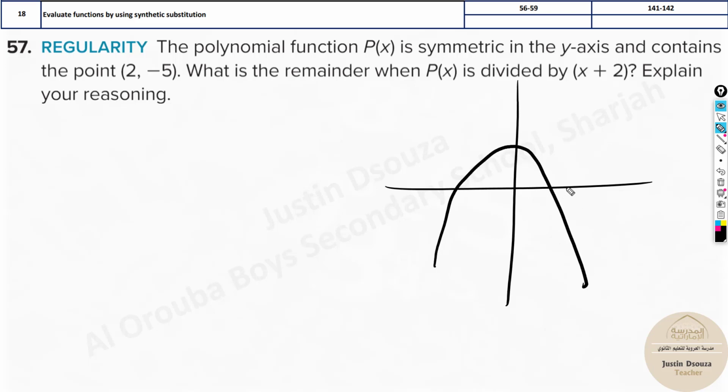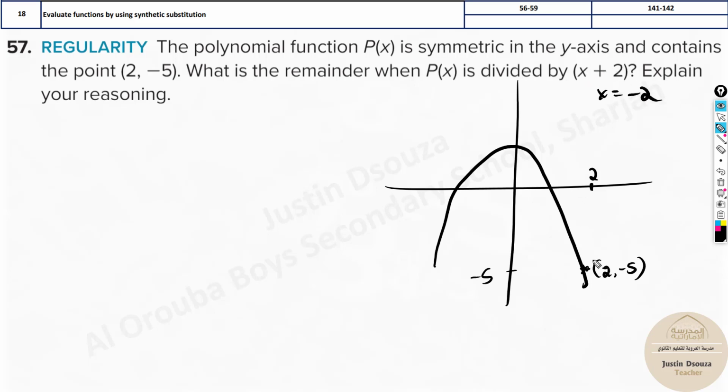Anyways, imagine this is 2. X is 2, and it will be minus 5 here, okay? This is minus 5. This point is there, 2 and minus 5. What is the remainder p of x when it's divided by x plus 2?